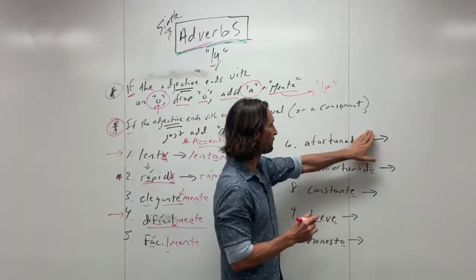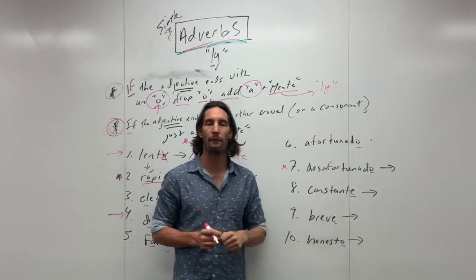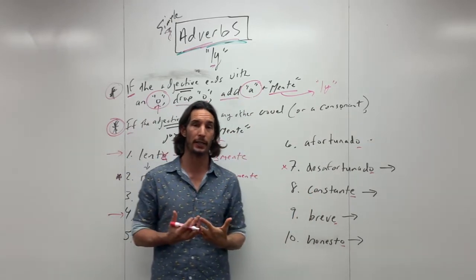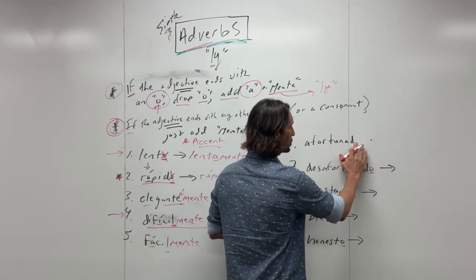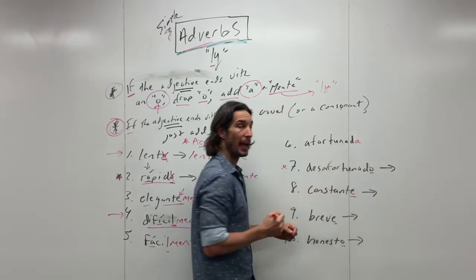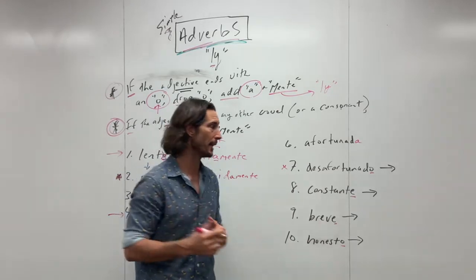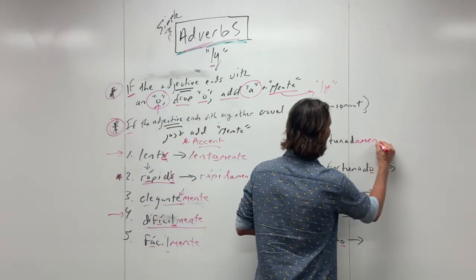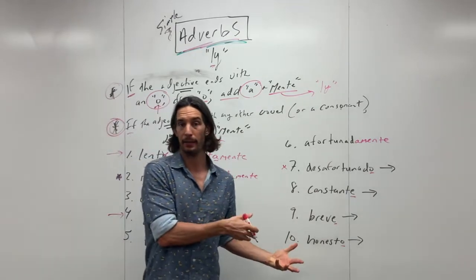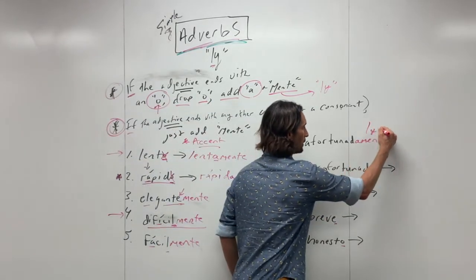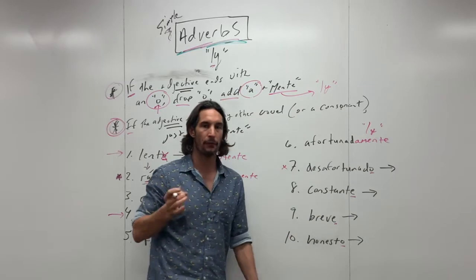And so we have afortunado. Afortunado means fortunate as an adjective. We drop the O, we add A, right? And then we add mente. So we have afortunadamente. Afortunadamente becomes fortunately, right? Again, this is our ly, right? And so we get fortunately.